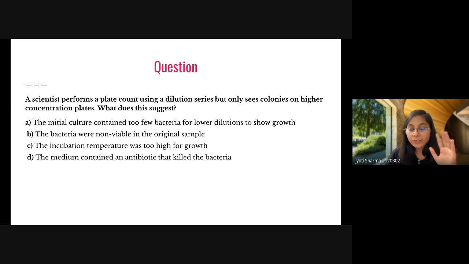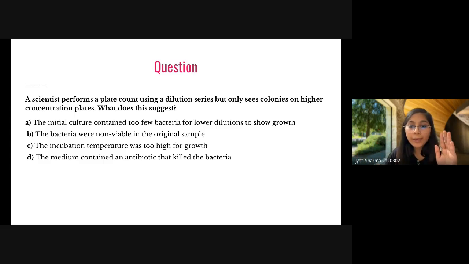So we have dilution. For example, initially we had 10 ml of the solution, then out of that we took 1 ml, then out of this we took 1 ml, out of this we took 1 ml and diluted with some other solution, right? So what will happen, the number of bacterial cells that we had in the first stage will be higher as compared to the bacterial cells that we will have in the dilution series.